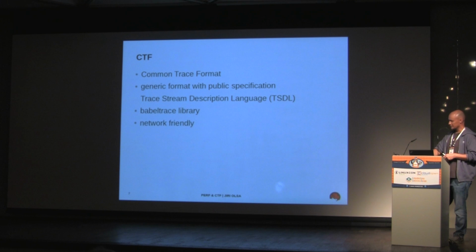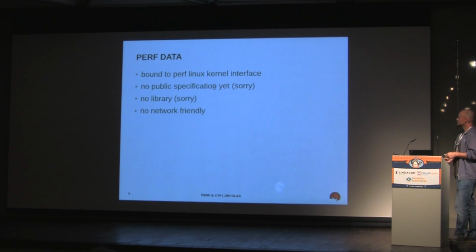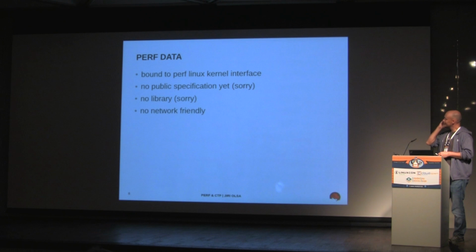In comparison to CTF, in Perf we are not very generic with the file format we use. We are very tightly bound to the perf syscall kernel interface. We don't have any public specification yet. I'm here to blame for this as well. We don't have any reference library. That's basically the code accessing the file format is not in a library. It's in the Perf code itself. And we are not very network friendly.